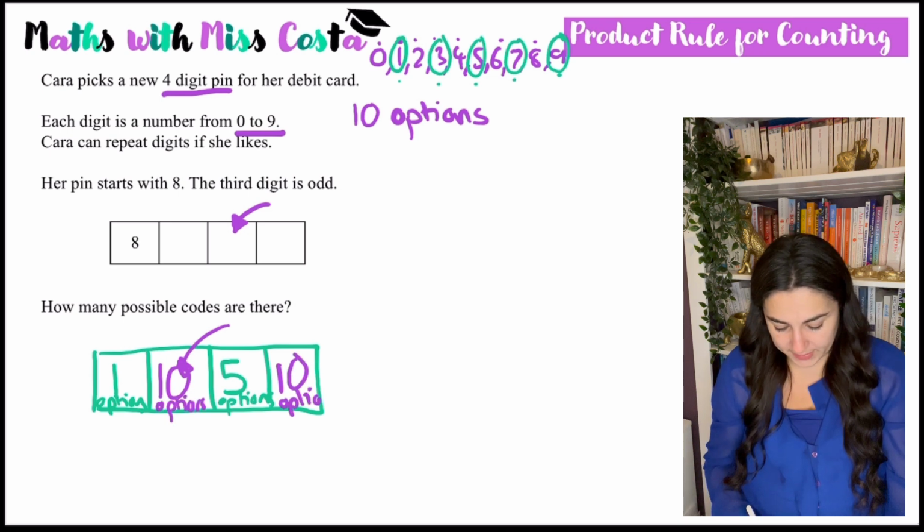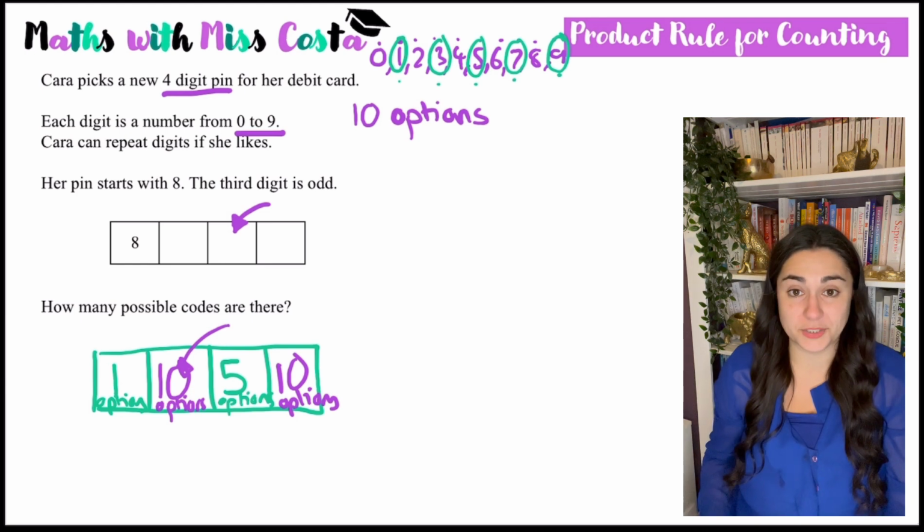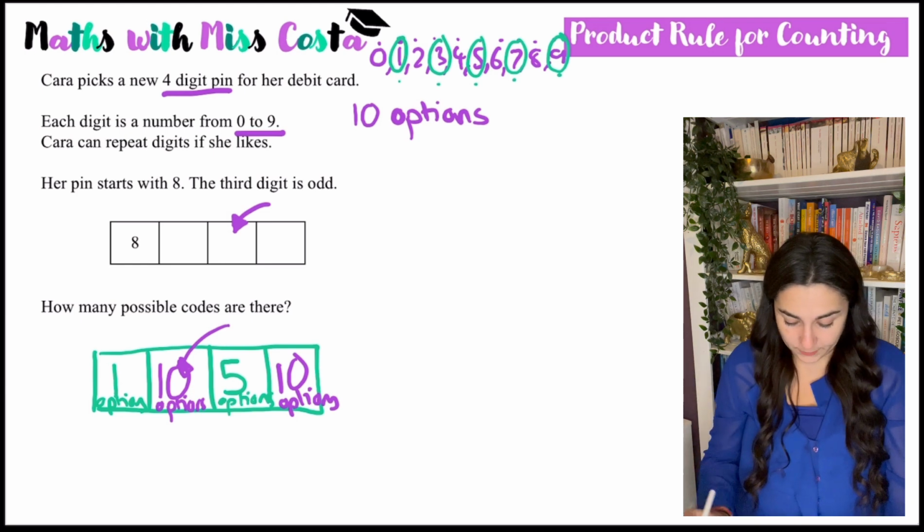So what you're doing when you're doing something like this is you're saying, how many possible options do I have? And this is where I use the product rule.